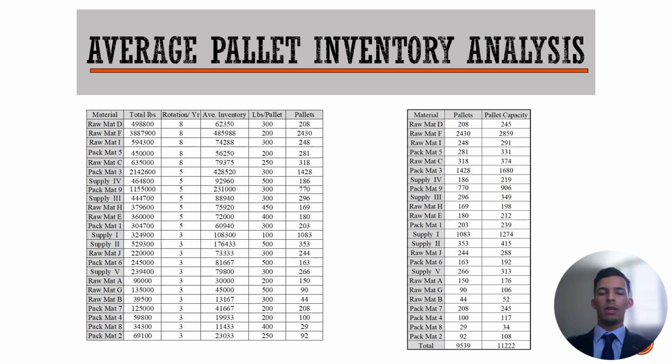Once the materials have been categorized, the annual rotations can be implemented to calculate the average inventory in pounds. This inventory can then be converted into pallets, displaying the quantity to be stored at any given time. All pallets to be stored amount to 9,539. However, for optimal warehouse utilization, it's advisable to design for a utilization rate of 85%. This suggests that the layout should cater to a total of 11,222 pallets to fulfill inventory needs, reserving 50% for potential fluctuations in demand.